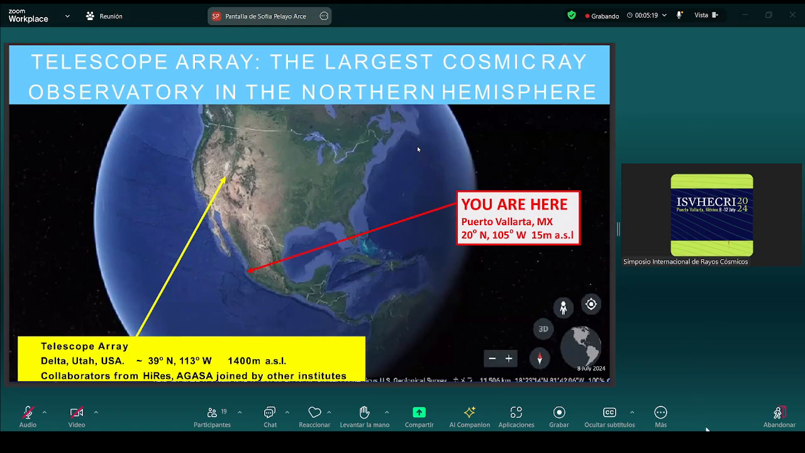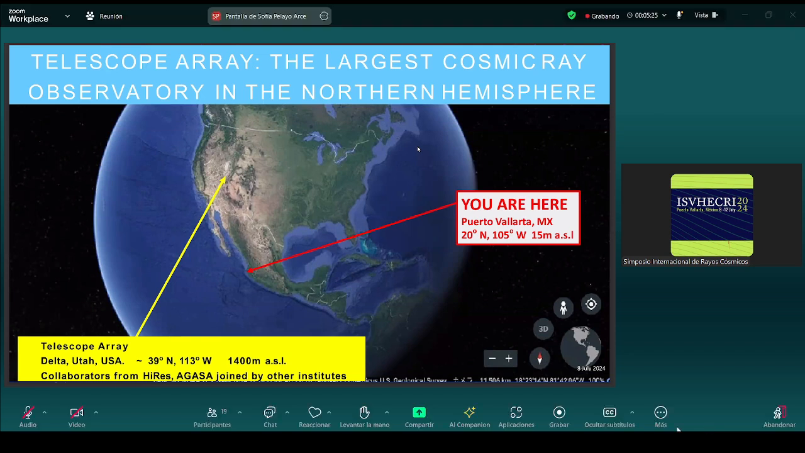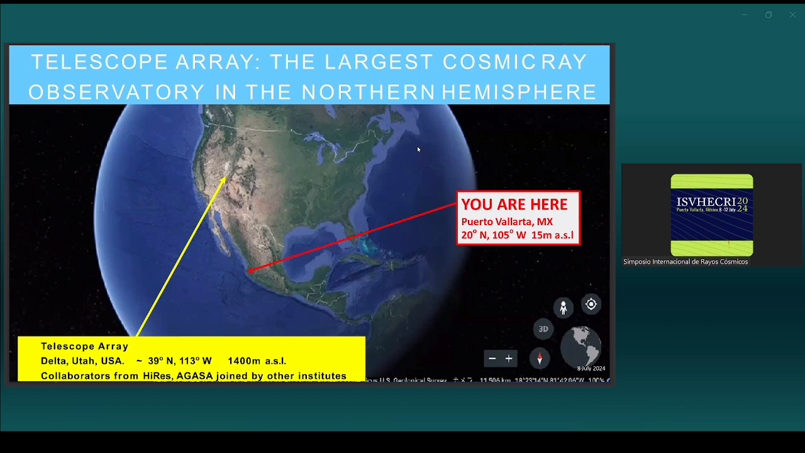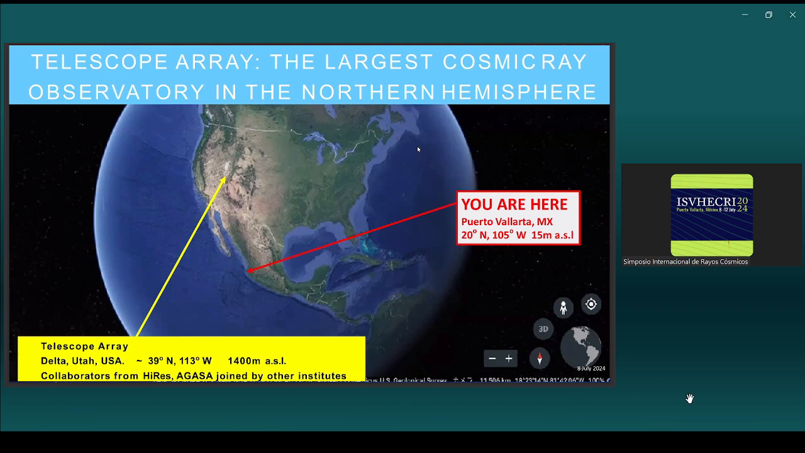There we go. So Telescope Array is up here, and today we are down here. So we're up in sort of the west central desert of Utah, about 39 degrees north and 113 degrees west.